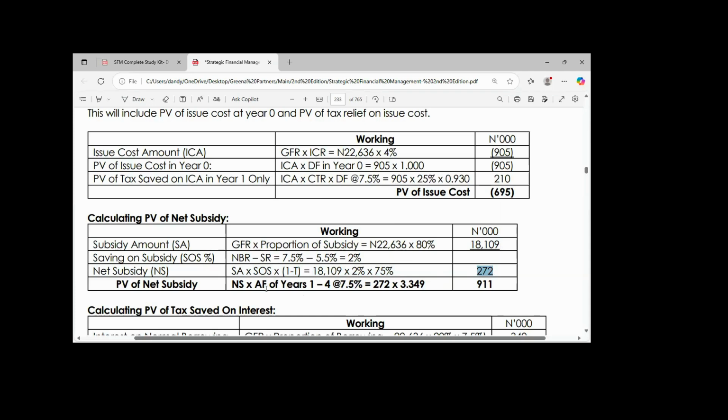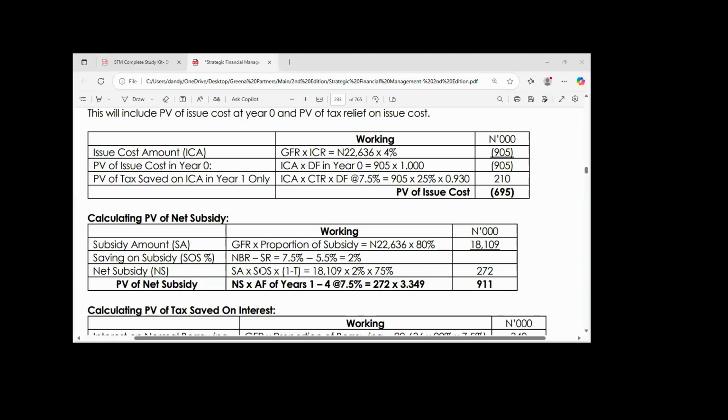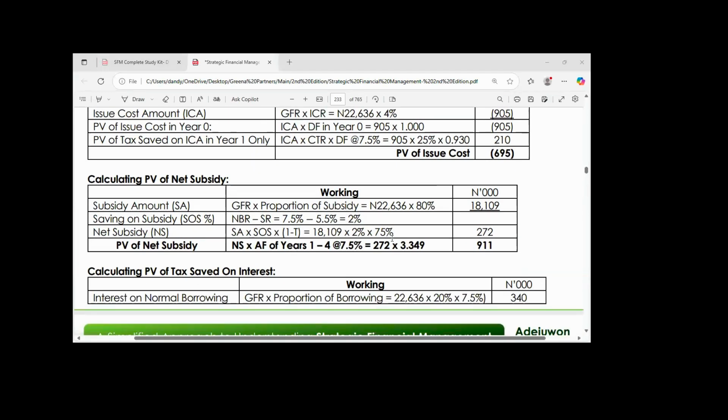To get the PV of net subsidy, you say net subsidy multiplied by the annuity factor of years 1 to 4 at 7.5%. Remember, anything you want to do under the PV, under the financing effects, your discount rate must be consistent all through. It's the same 7.5% you are going to use as your discount rate. Therefore, to get the annuity factor, of course, you know the formula for annuity is 1 minus, open a bracket, 1 plus r raised to power minus n, all divided by r.